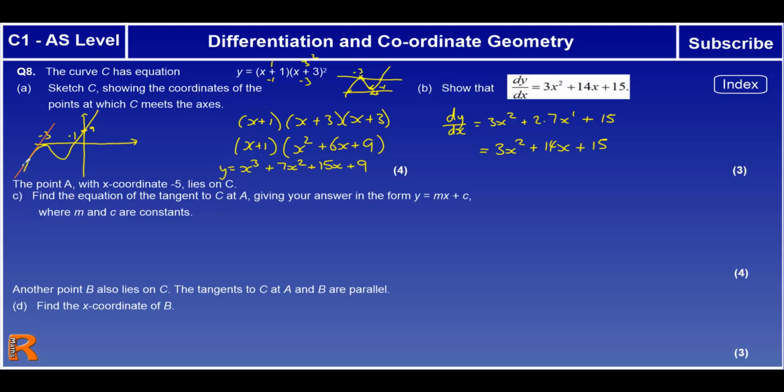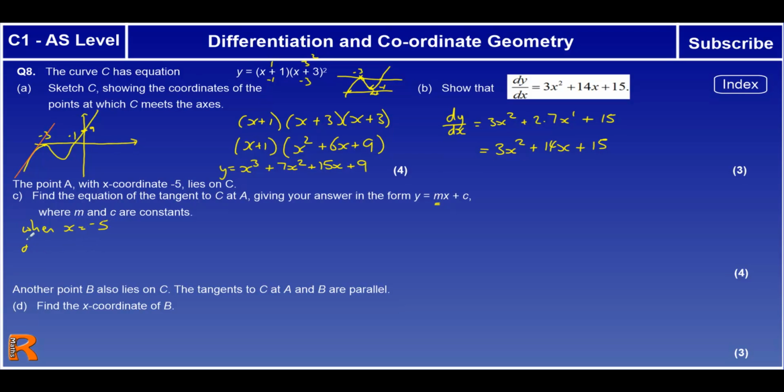We need to find the gradient to give us the m value, and then we'll need to find the y-intercept of the line by using a value of x and y. We've got the x value, we need to work out a y value. So let's just find the gradient first. We've got the gradient function here, and we know x is -5.